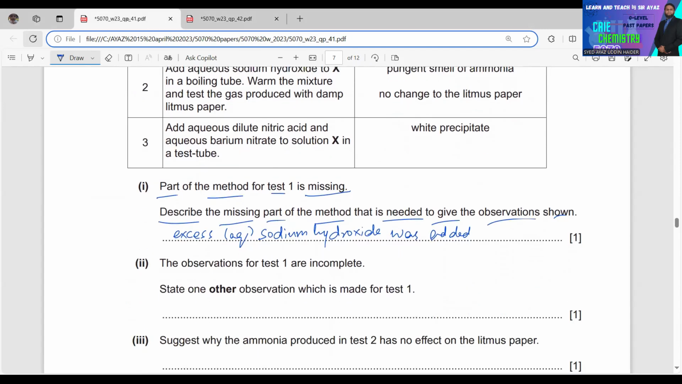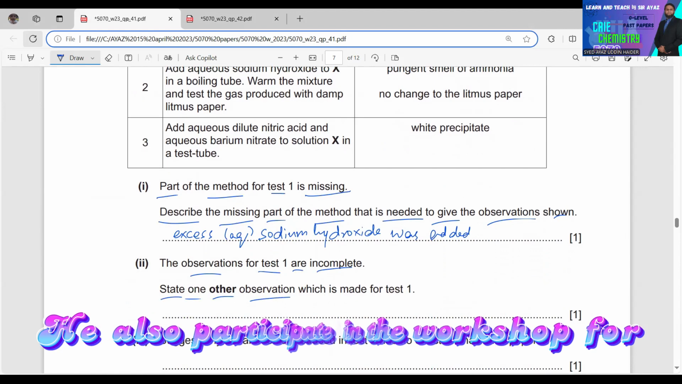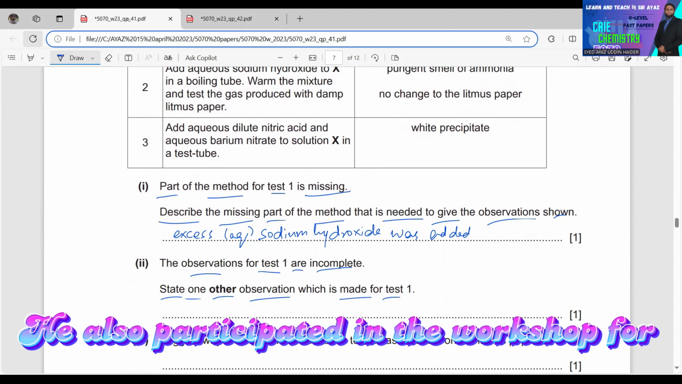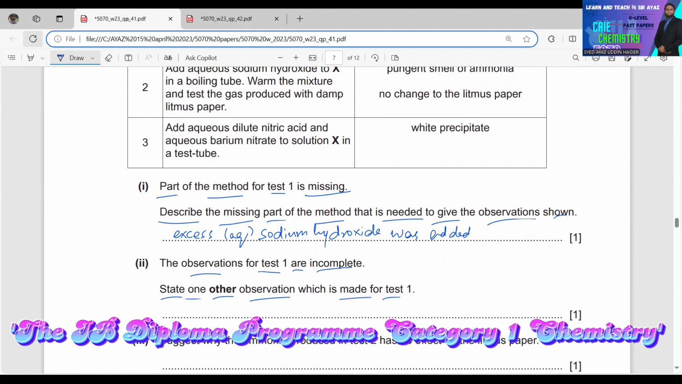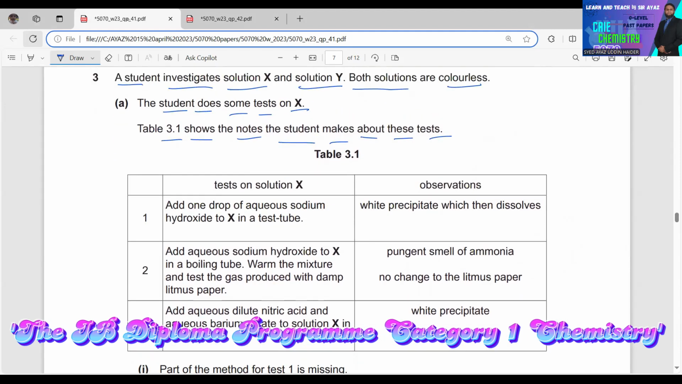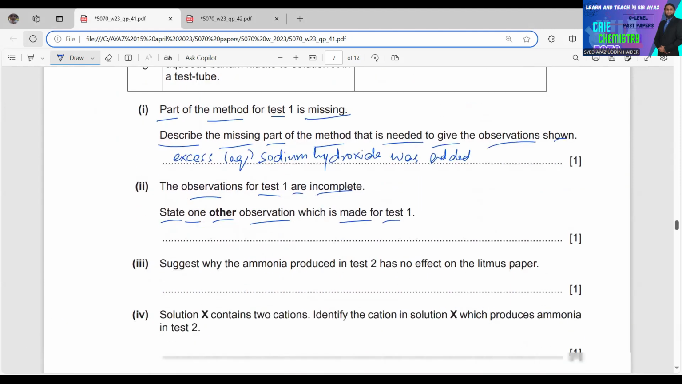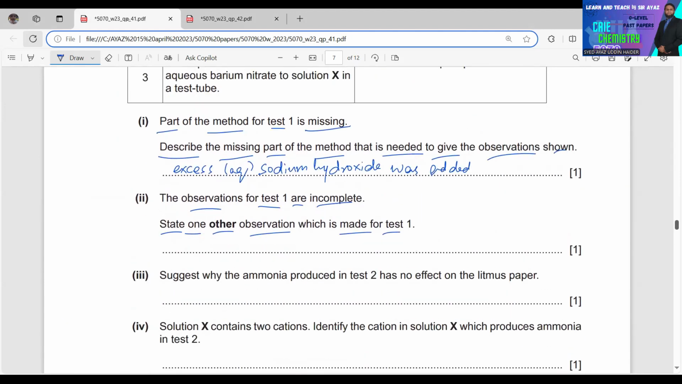Number 2, the observations for test 1 are incomplete. State one other observation which is made for test 1. Now it must be a colorless solution. Colorless solution obtained.